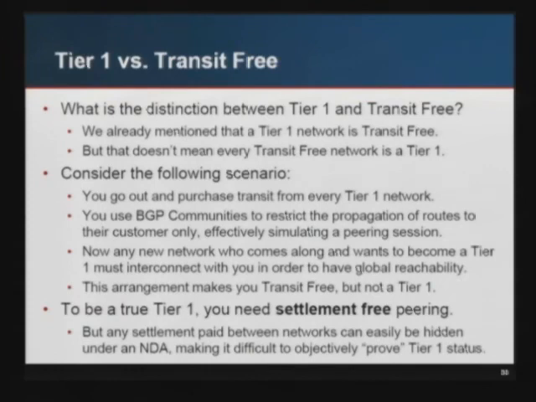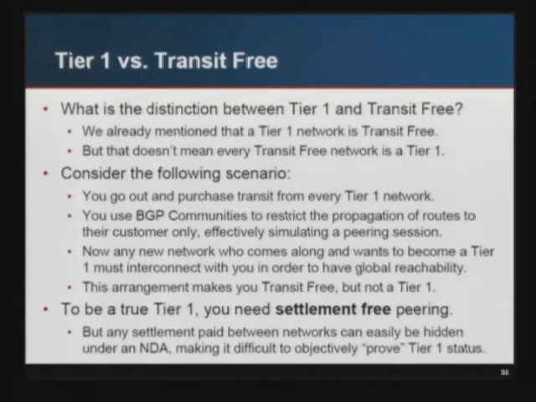You no longer have transit from anyone. But does that make you a Tier 1? Probably not. To be a true Tier 1, the definition is always that you need settlement-free peering. But the problem is any settlement that's being paid between networks is easily hidden by NDA, and no one's going to talk about what that is. So it's really difficult to objectively prove who is a Tier 1 and who isn't based on that analysis.